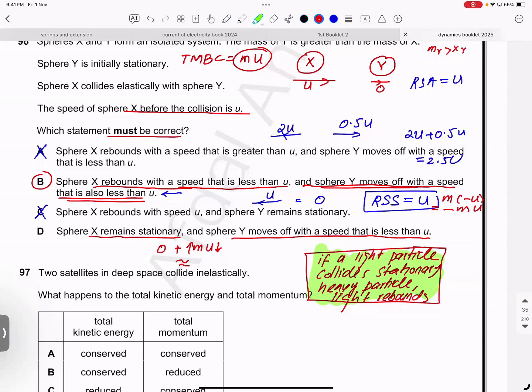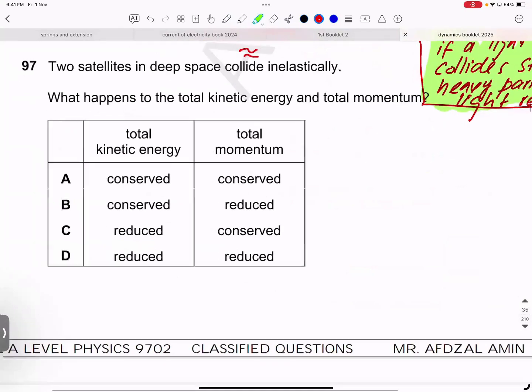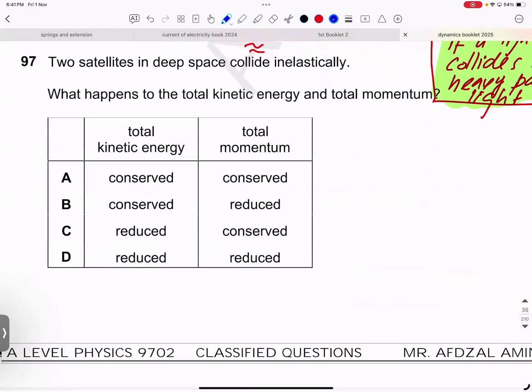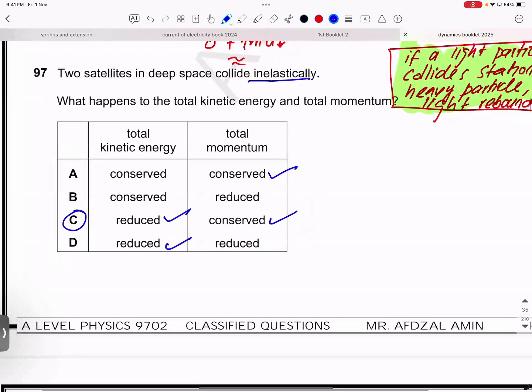No. That's it. Question number 97. A very easy question. This question should be solved within a twinkle of an eye. Two satellites in deep space collide inelastically. Total momentum is always conserved. Inelastic means kinetic energy is not conserved. So the option is C. I told you that this question could be solved in a twinkle of an eye. This was easy.